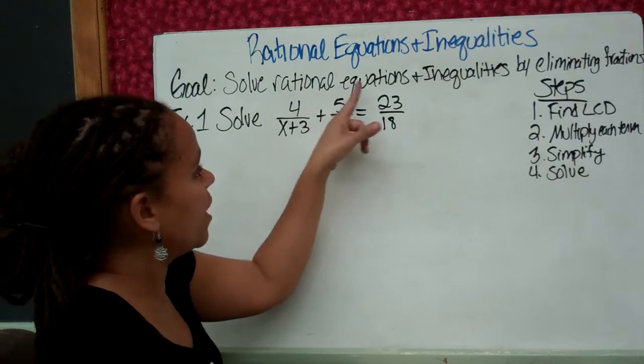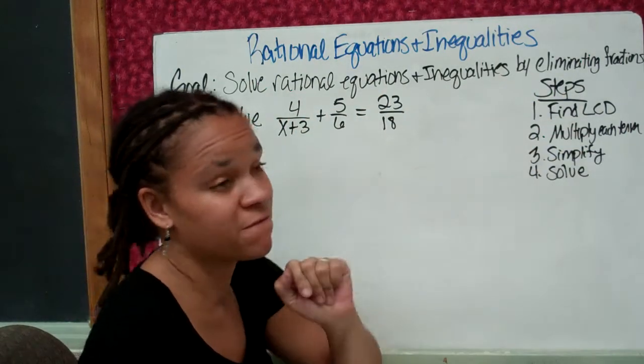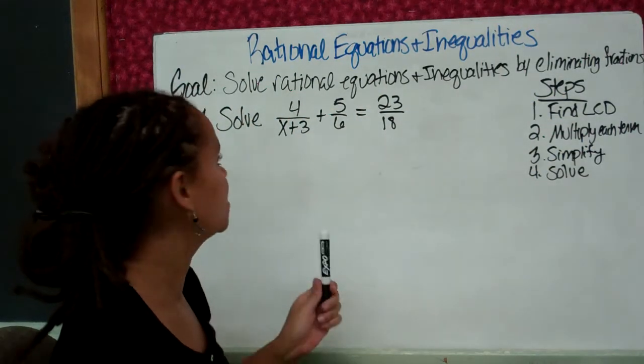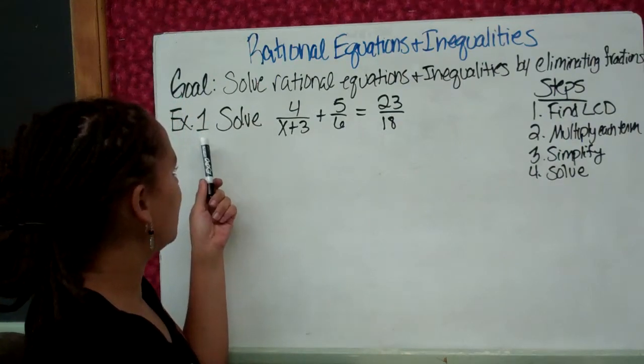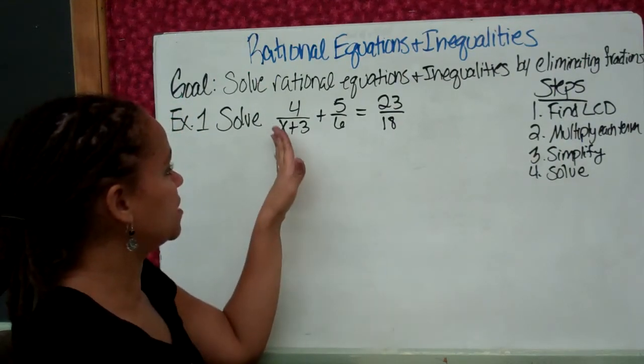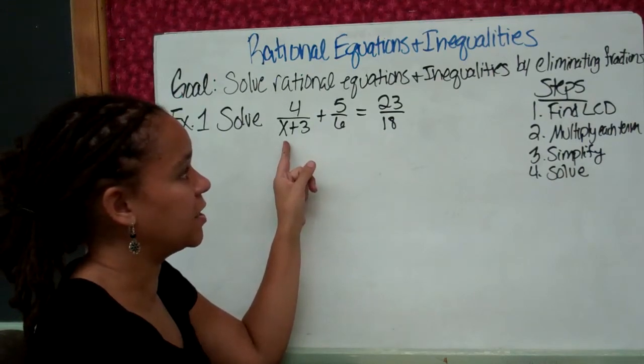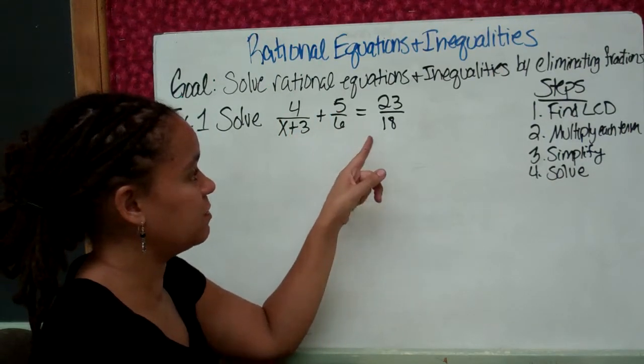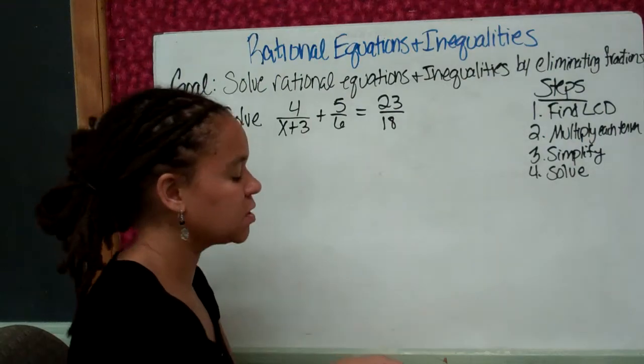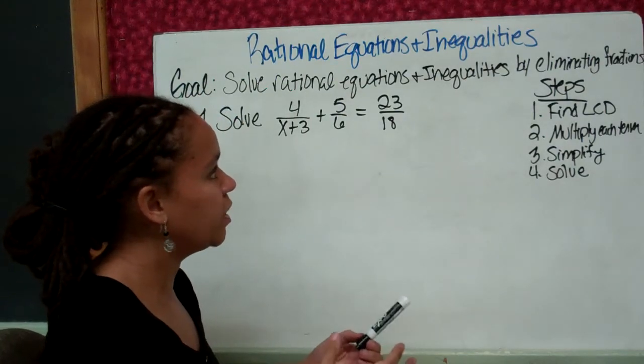Our goal is to solve rational equations and inequalities by eliminating fractions. This is kind of cool the way we're going to do this. The first one, example 1, we have to solve this. We're looking to solve for x. We have rational expressions because they're all ratios or fractions. And the way we're going to do that is get rid of those fractions.